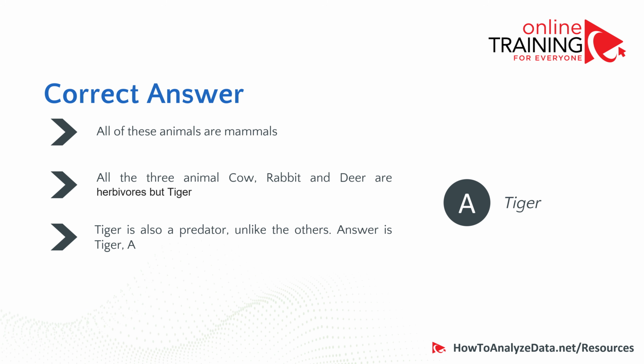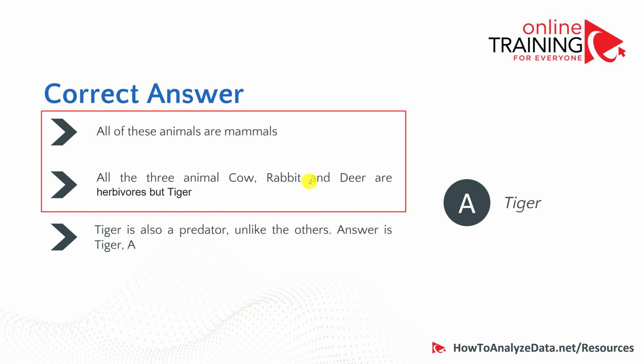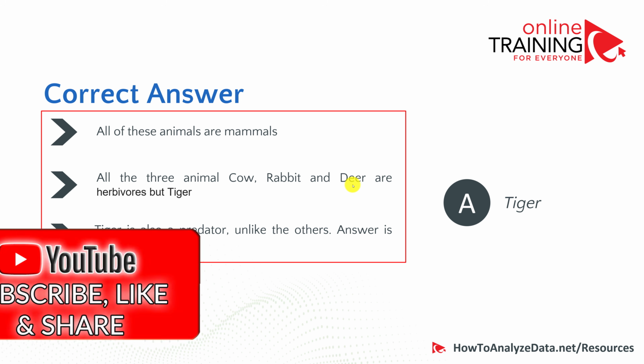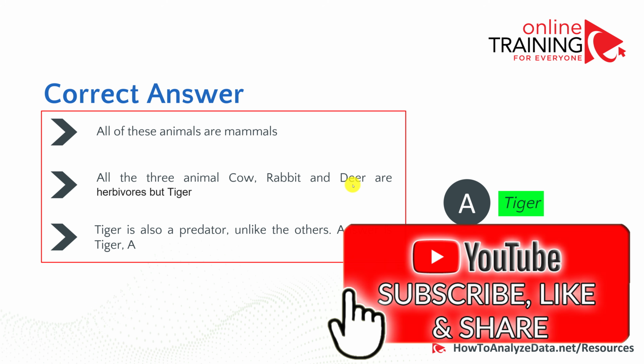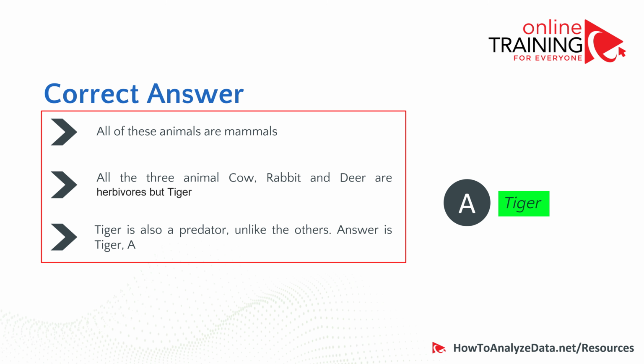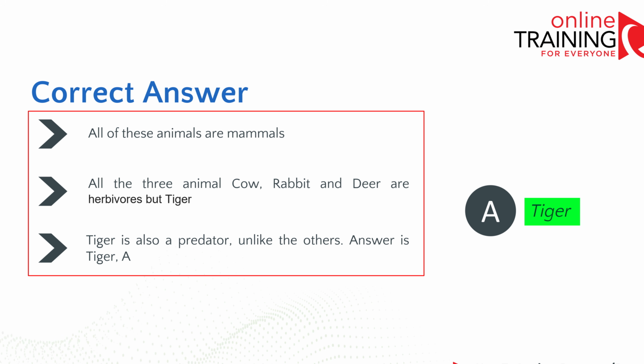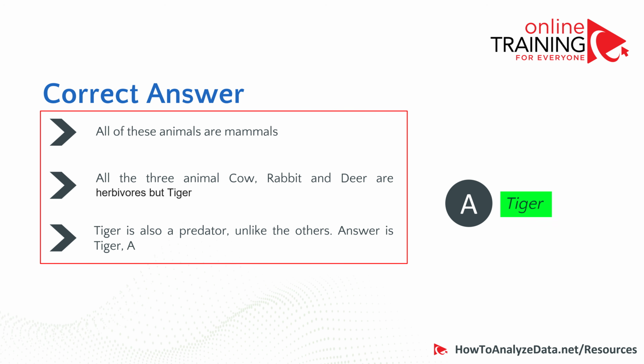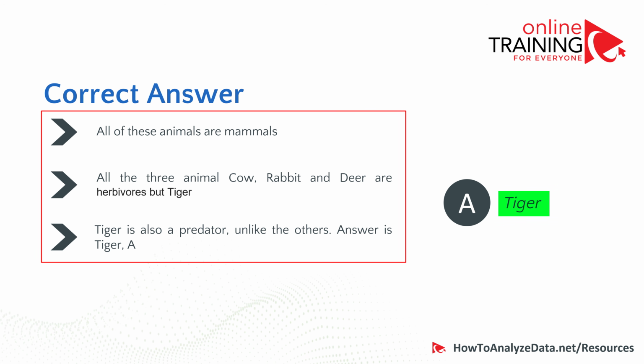The tricky part of this question is that all of these animals are mammals. But there are 3 animals, cow, rabbit, and deer, that eat grass. And tiger is a predator. So the correct answer is A, which is tiger. So hopefully you've got this one right. It's a tricky one, and it tests your knowledge of exclusion, meaning that you need to read the test question correctly, and then you need to find out the correct choice.